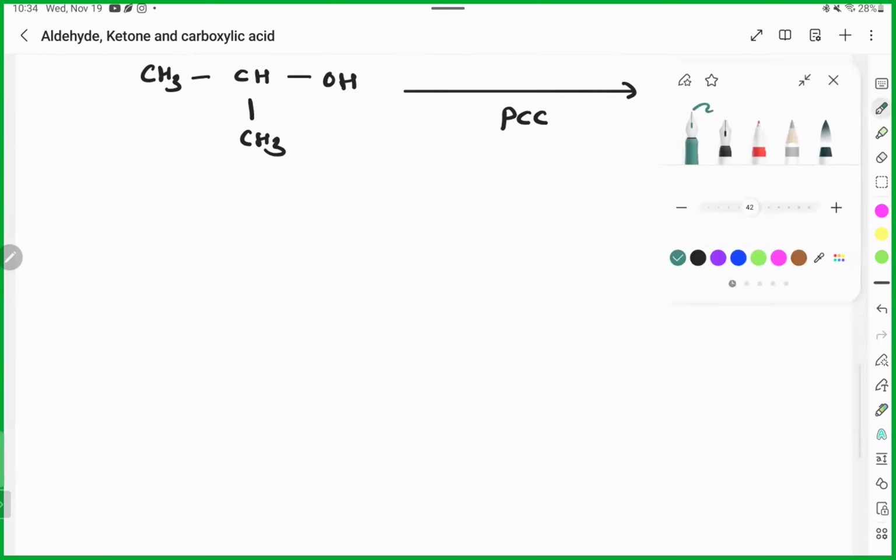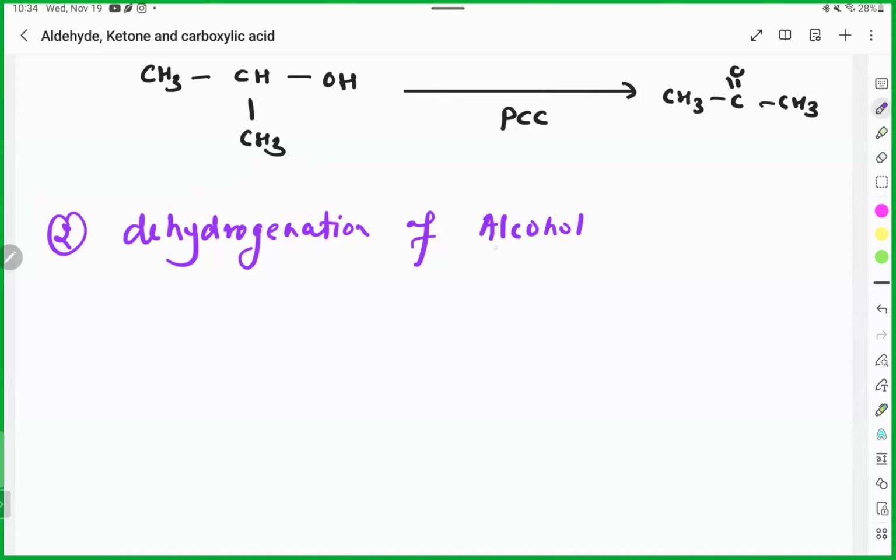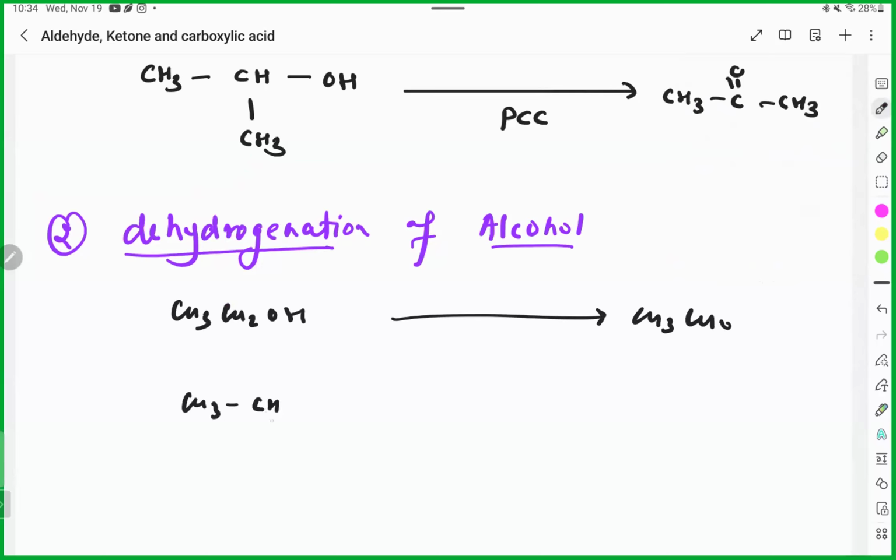Second, dehydrogenation of alcohol. What should be the reagent, Chinmay? The method is exactly the same. You have alcohol, you will make aldehyde or ketone. If you take primary alcohol, in the same way you will form aldehyde. If you take secondary alcohol, you will make ketone. My question is, what will be the reagent in this situation?